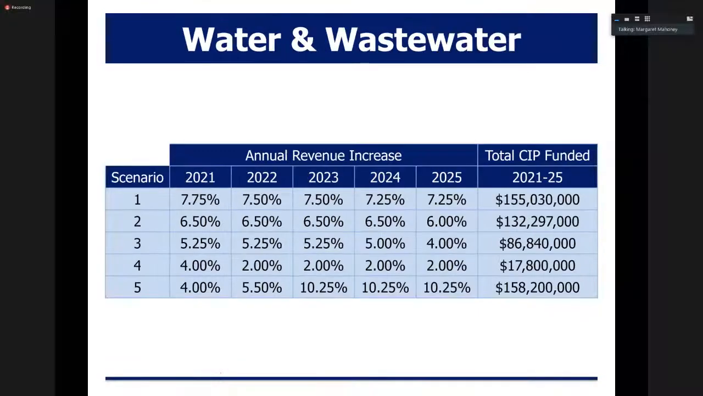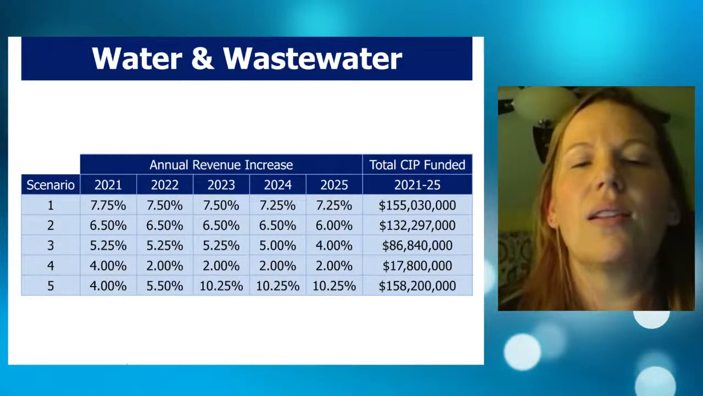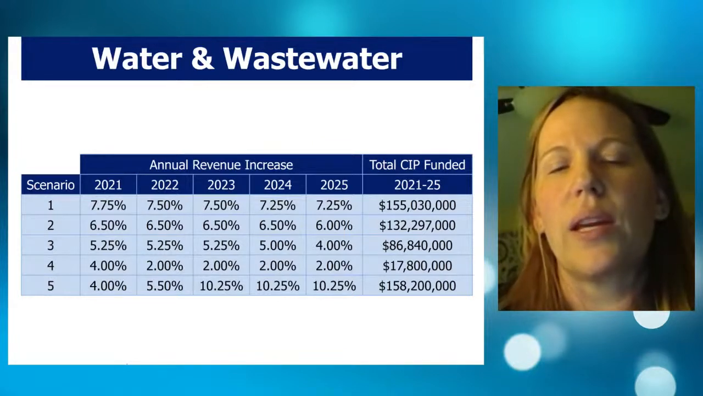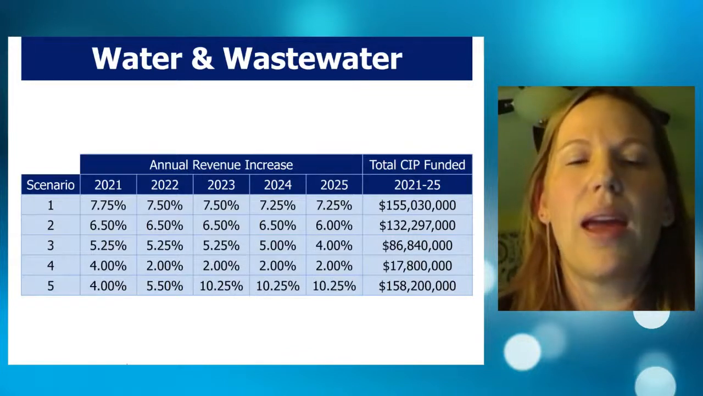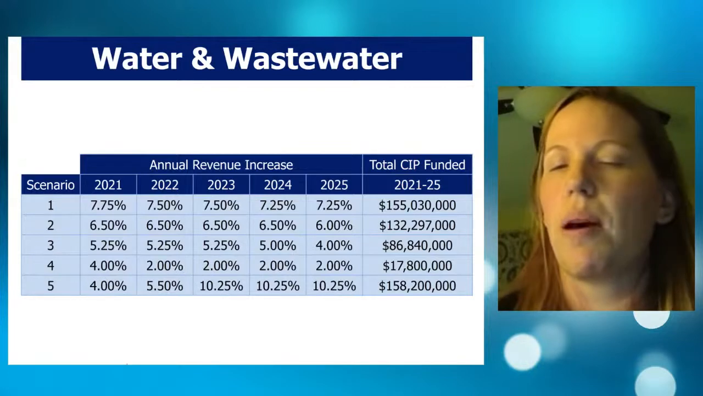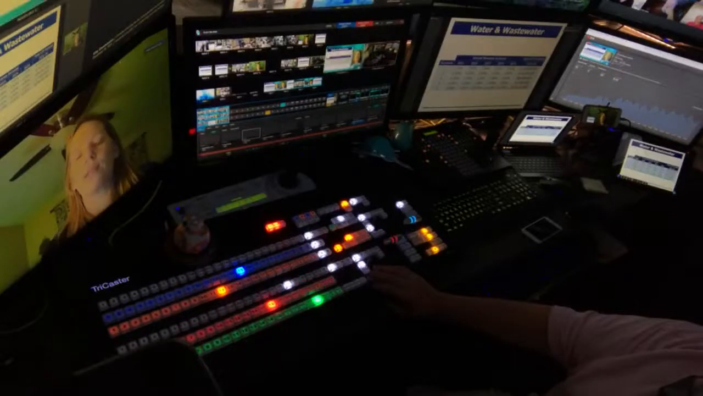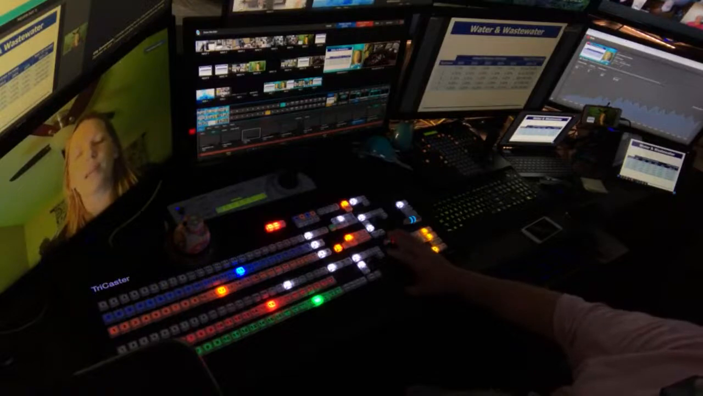Scenario four is 4%. Now, scenario five is a little bit different than the others. Scenario five is the lower rate, 4% in 2021 and 5.5% in 2022. But this is a scenario where we're still doing all of the work of the fully adopted 2021 to 25 CIP. So that means you have to have higher increases starting in 23 to fund that. So in essence, by the end of that scenario, you actually pay over $3 million more to complete the same amount of work. So that's a little bit different than the way the other scenarios are set up.